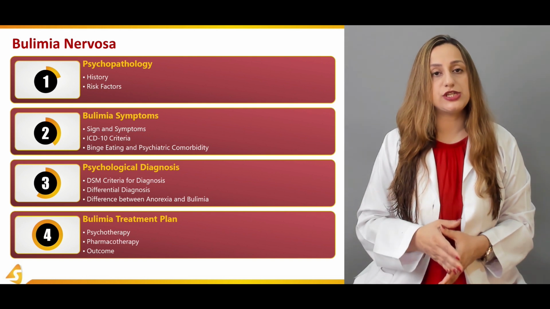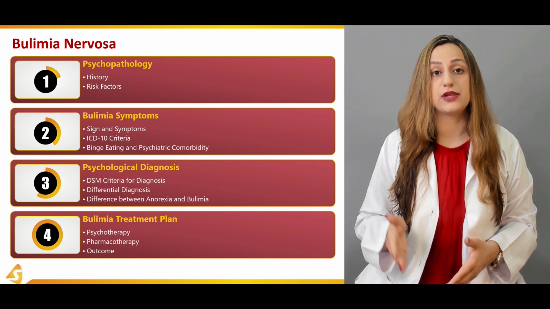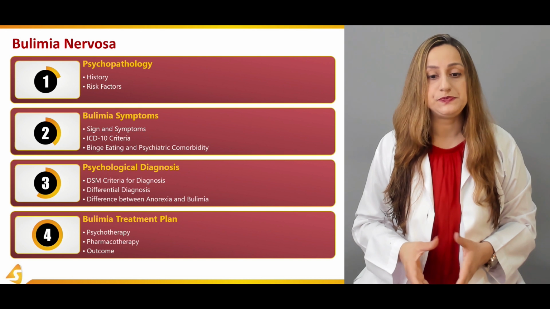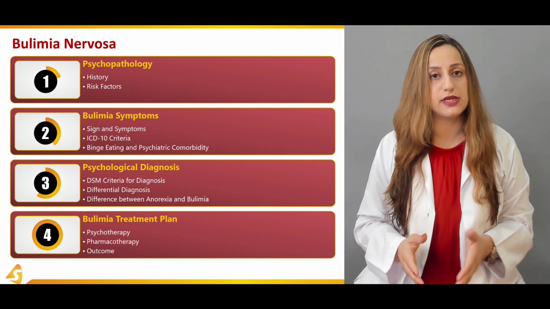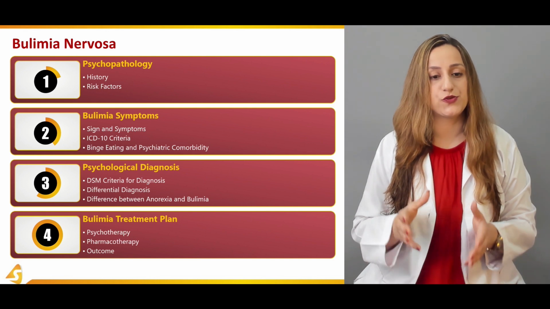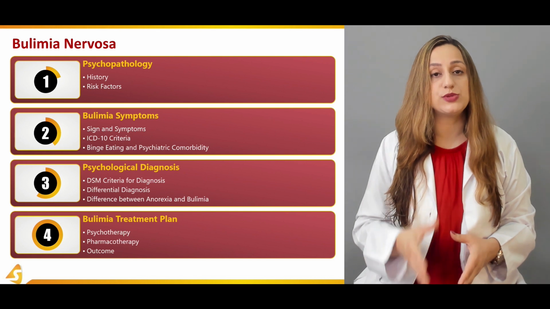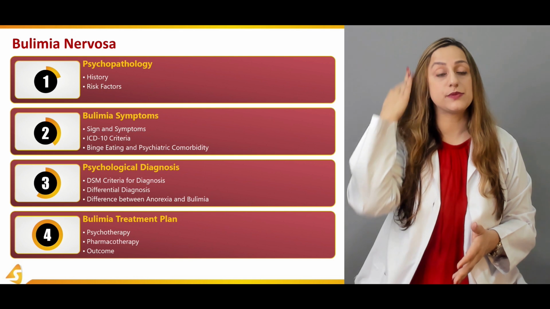Then you have to differentiate this eating disorder from another common eating disorder known as anorexia nervosa that we've already discussed in another lecture. But the differential features of anorexia nervosa and bulimia nervosa will be summarized over here in this third section. Then we'll be moving on to the bulimia treatment plan. So we have to manage these particular cases in a particular way.